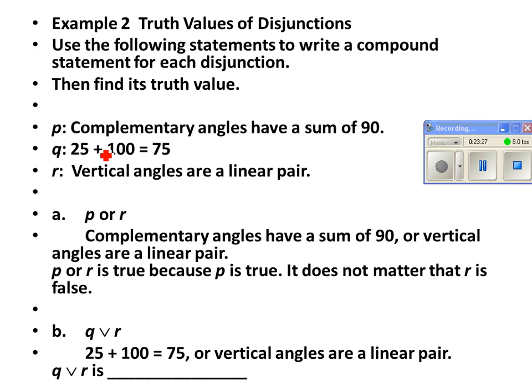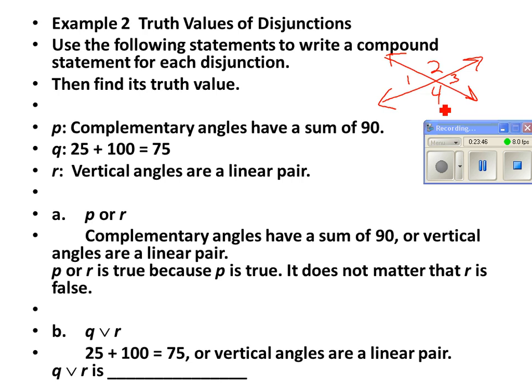Complementary angles add up to be 90. 25 plus 100 equals 75. That's false. Vertical angles are a linear pair. If I draw this little thing right here, which angles are vertical angles? 2 and 4, 1 and 3.